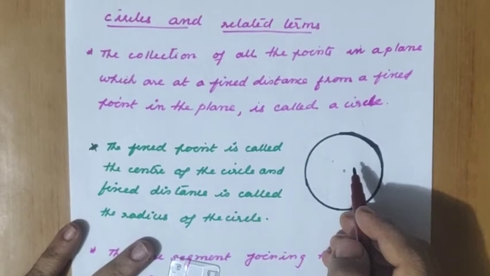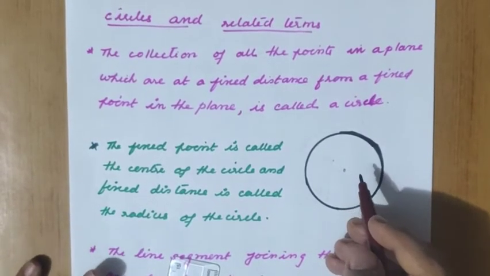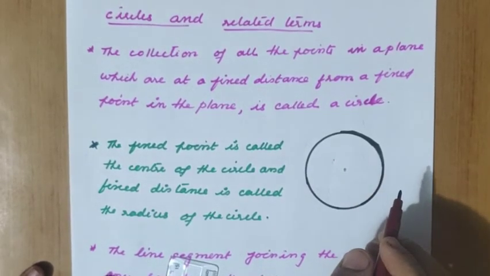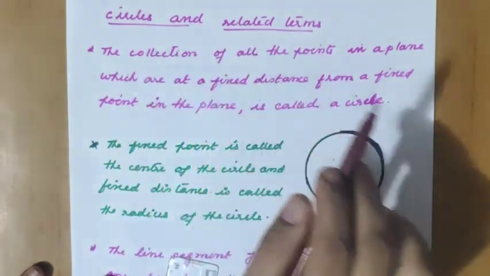Good morning children, today we are going to start a new chapter, Circles, that is chapter 10. In this chapter we are going to study about a circle and related terms and some properties of the circle. First is circles and related terms.